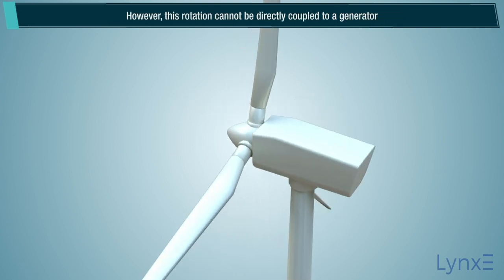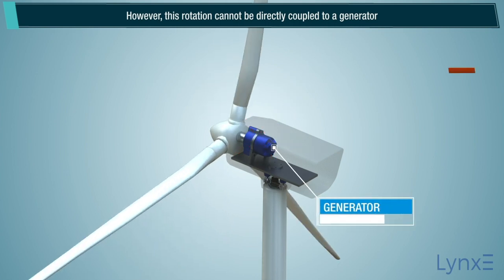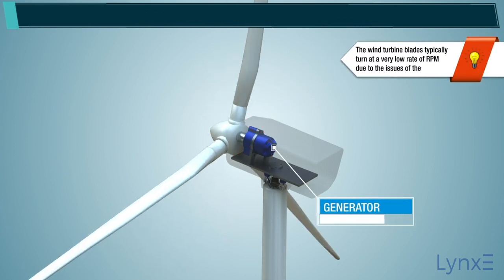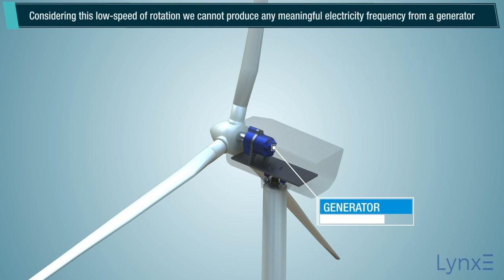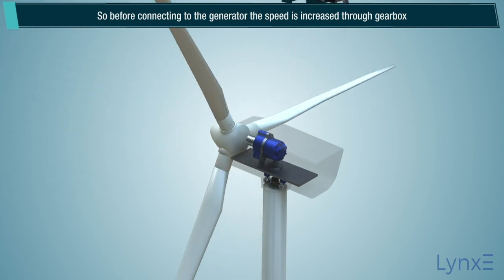However, this rotation cannot be directly coupled to a generator. Note: the wind turbine blades typically turn at a very low rate of RPM due to the issues of noise and mechanical strength. Considering this low speed of rotation, we cannot produce any meaningful electricity frequency from a generator. So before connecting to the generator, the speed is increased through a gearbox.